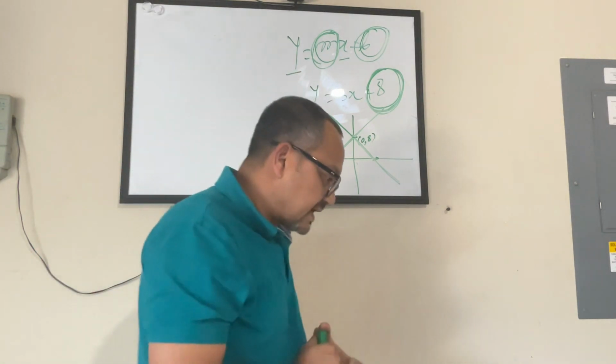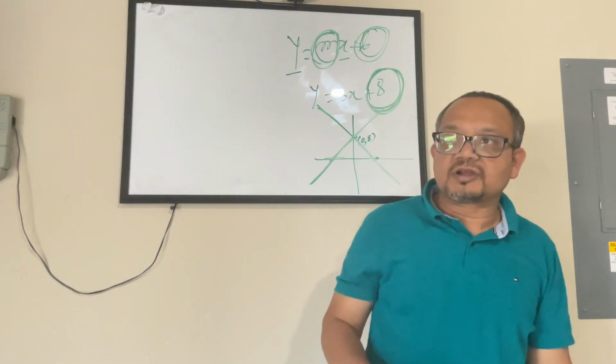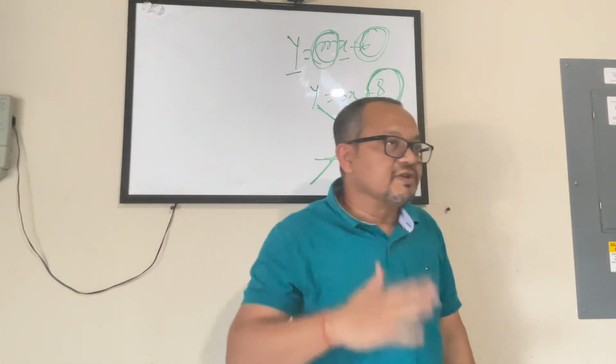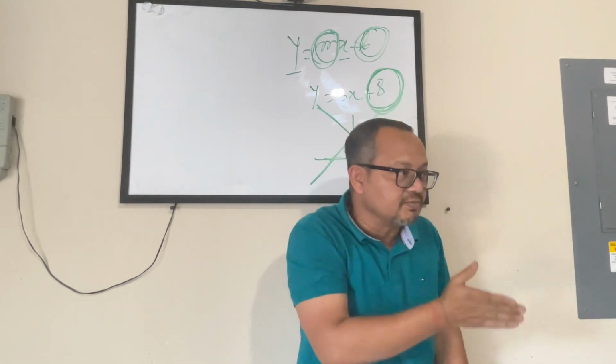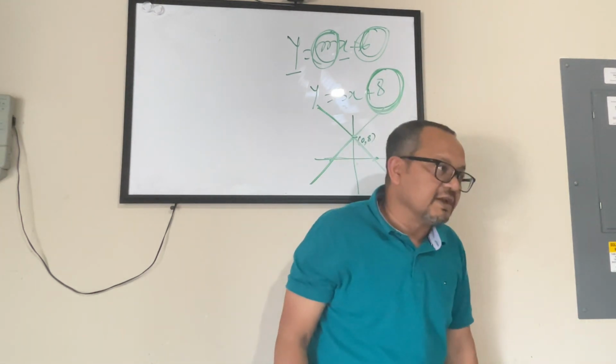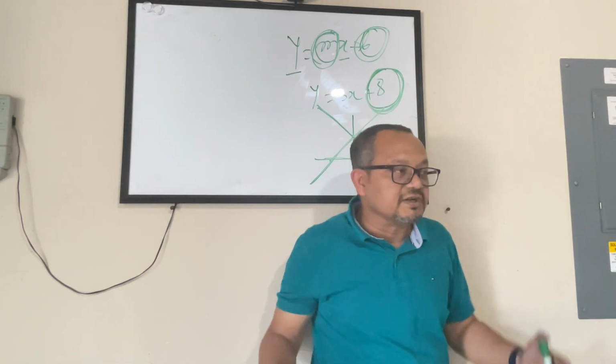So in a slope-intercept form, there are two things that we need to keep into account. One is called slope, which defines which way the line is going, whether it's a positive or negative slope, and the intercept, where it is touching the y-axis or intersecting the y-axis.